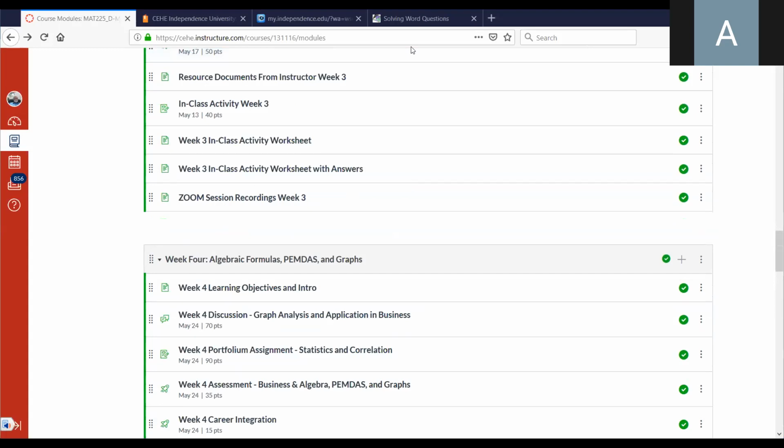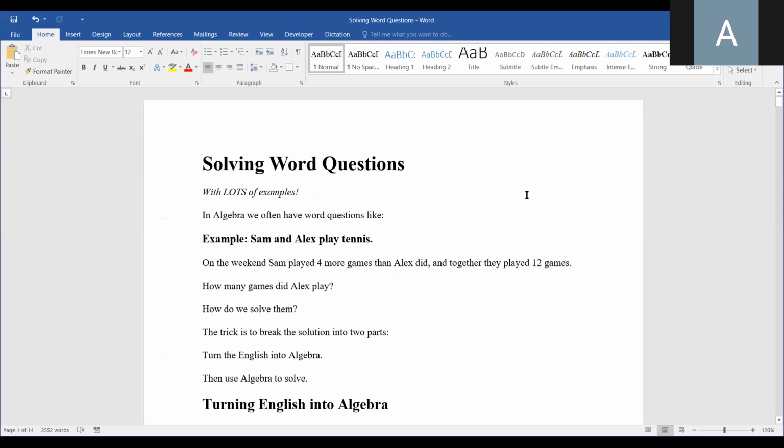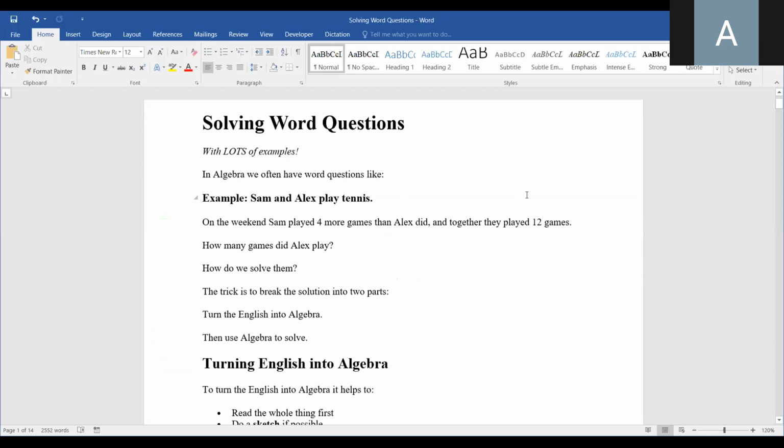So I'm going to bring up something I put together here. We have a lot of problems that you run into in most math classes, the word problem. In the word problem, a scenario is described and you're supposed to put it into numbers and give a numerical answer.